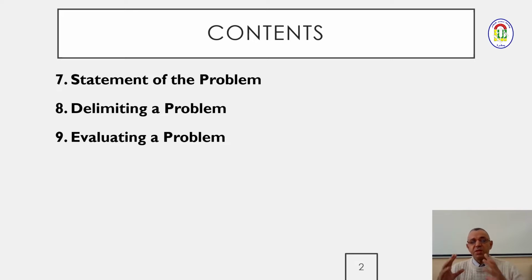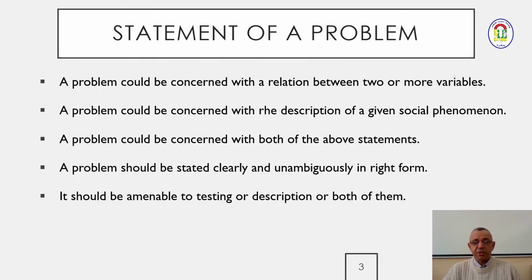You have now to state the problem. This is what we are going to talk about in this third part of theme 2, the research problem. When you state a problem, you have to consider that the problem should be concerned with a relation between 2 or more variables. That means you have to identify the variables in your study, in your problem. Generally, we have the dependent variable on one hand and the independent variable on the other. The dependent variable concerns the problem itself, and the independent variable is about the solution to that problem.